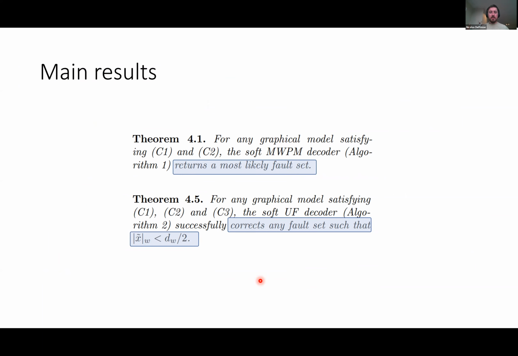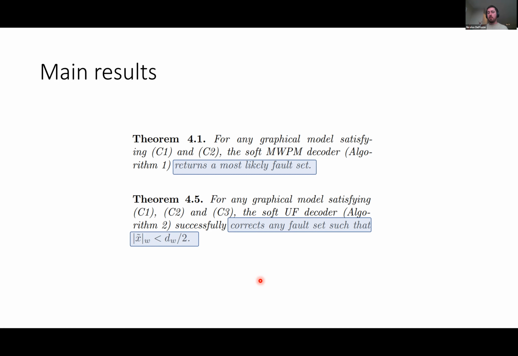And I'm going to conclude with what we can prove about these two decoders. First, we can prove using the key lemma that I mentioned before, that since error probability corresponds to edge weight, we can guarantee that the minimum weight matching decoder and the soft minimum weight matching decoder return a most likely fault set, even for soft information. And the second thing is that for the soft union find decoder, we do not have this property. It does not return a most likely fault set.